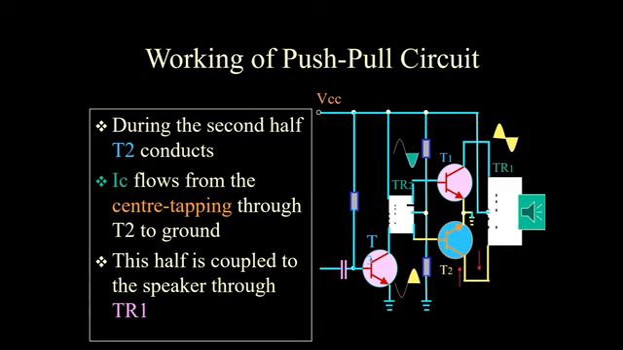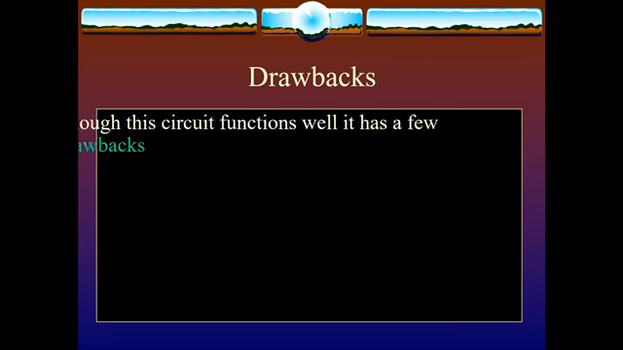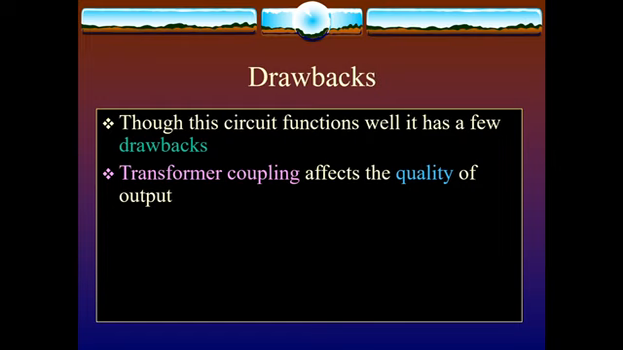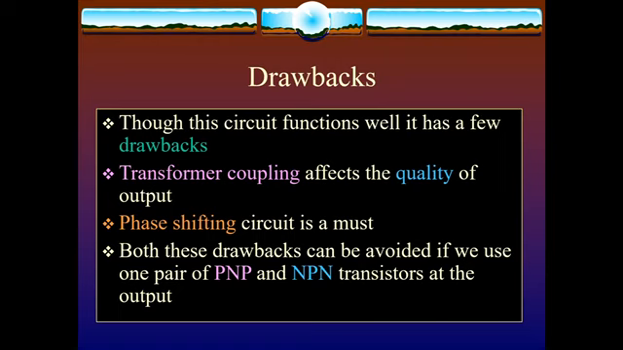So what are the drawbacks? We can see that though the circuit functions well, it has a few drawbacks. It affects the quality of the output. The transformer coupling affects the quality of the output, and a phase shifting circuit is a must. Both these drawbacks can be avoided if you use one pair, one a PNP and another an NPN transistor.